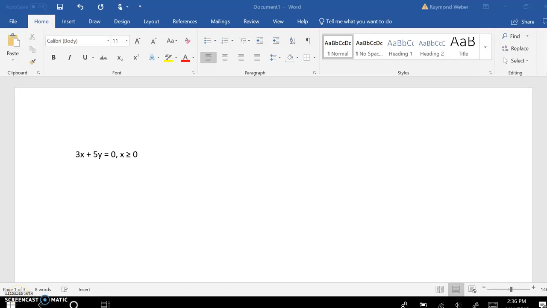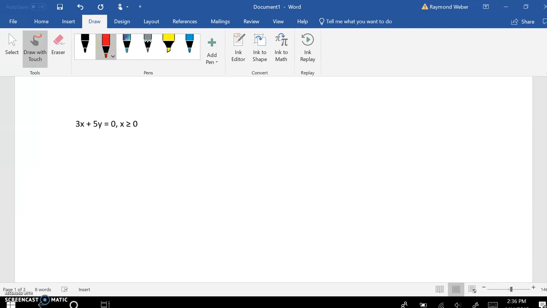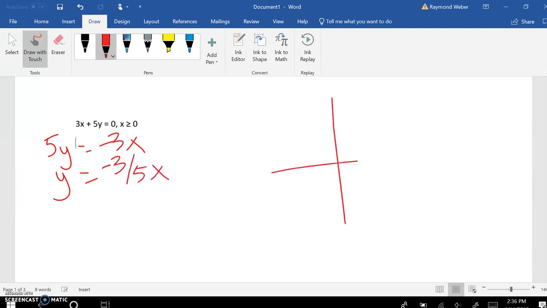Okay, we want to find the 6 trig functions based on this line. So the first thing to do is draw this line. So I'm going to rewrite this into slope-intercept. So this is going to become 5y equals negative 3x, so y equals negative 3/5 x. Now you'll notice this goes to the origin, all these lines will. So this tells me to go down 3 and over 5.